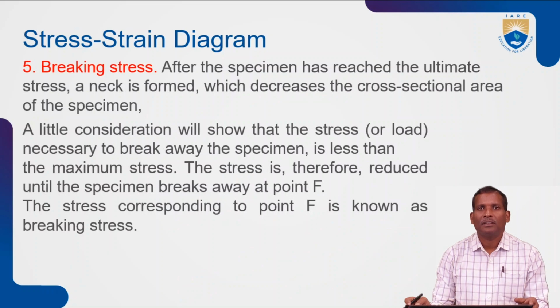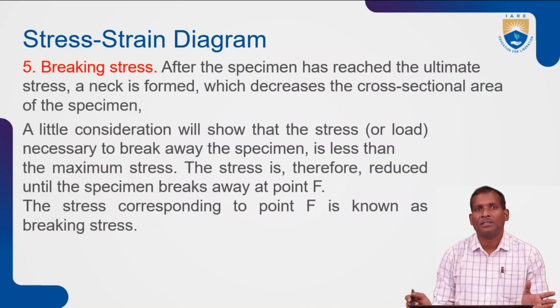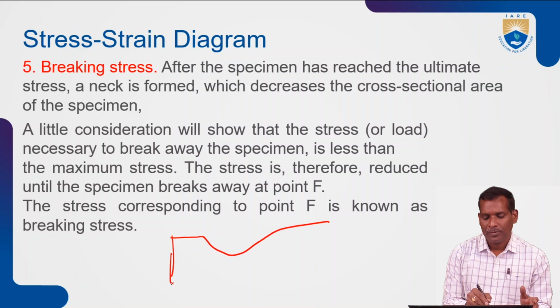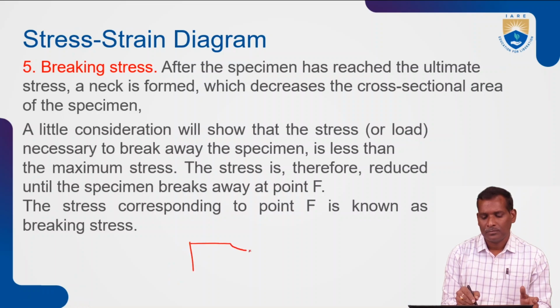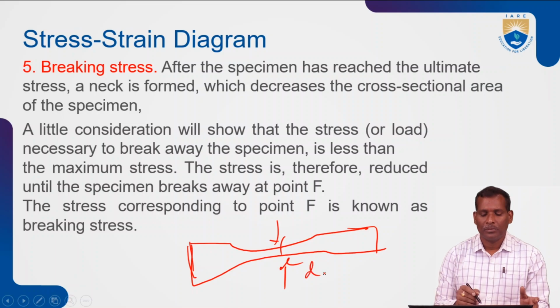So, breaking stress. After the specimen has reached the ultimate stress, a neck is formed, which decreases the cross-sectional area of the specimen. What do you mean by neck? In this specimen, as we keep on increasing the load, neck formation will occur. This is neck formation. The diameter will decrease and the length will increase.